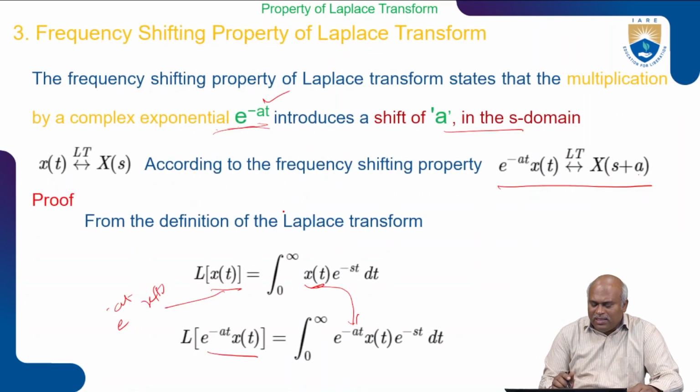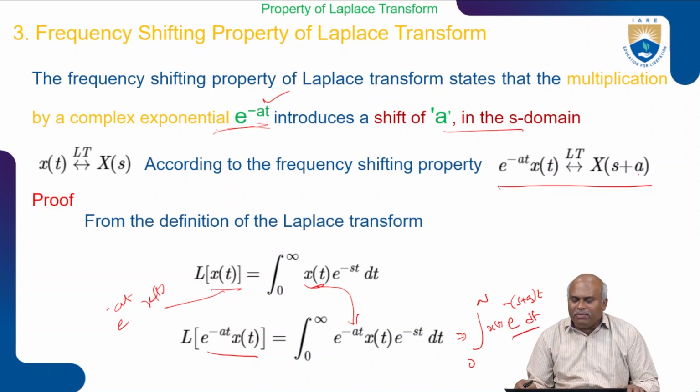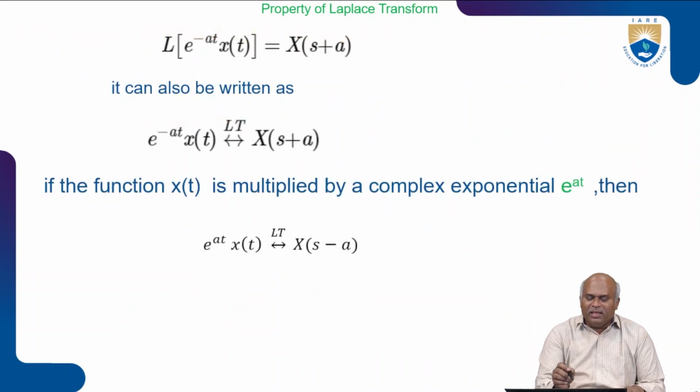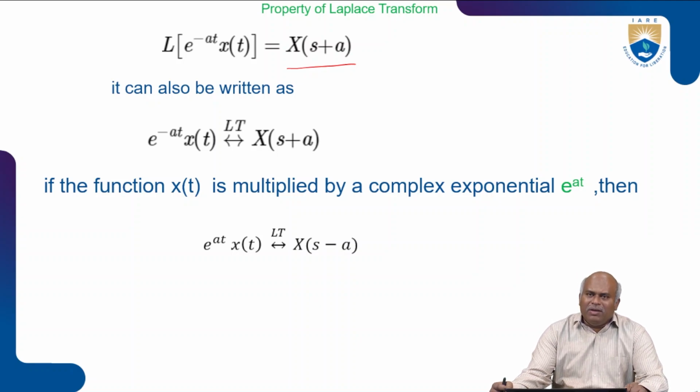So we know that x of t is that, see here, I simplified: 0 to infinity x of t e power of, I take it out, minus s plus a t dt. You know the Laplace transform of x of t e power minus s plus a t dt, then we write as x of s plus a. Okay, so it can also be written as e power at x of t is equal to Laplace transform of x of s plus a.